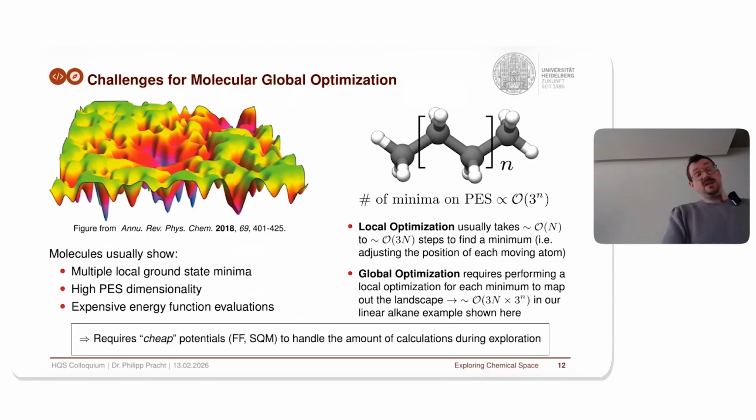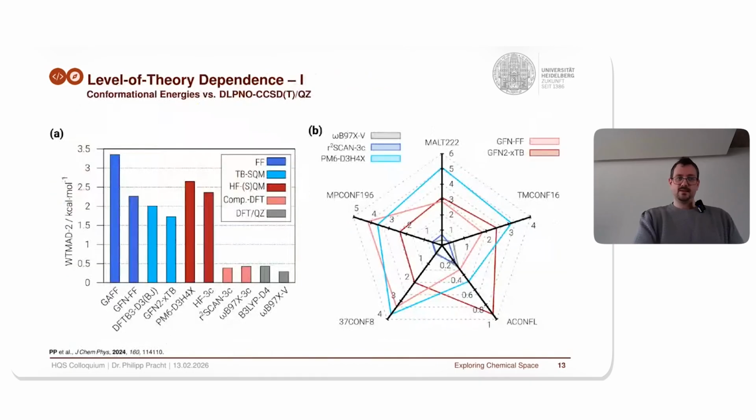So if you have this many points that you need to explore, your only option, if you want to do it in a finite time, is to go to cheap potentials like a force field or a semi-empirical method. Which opens up the question: are these methods good enough for this purpose? What I'm showing here is a weighted error measure over different sets of conformational energies, calculated with a high-level method as a reference, that you can see up here, versus the relative energies you get out with different other methods.